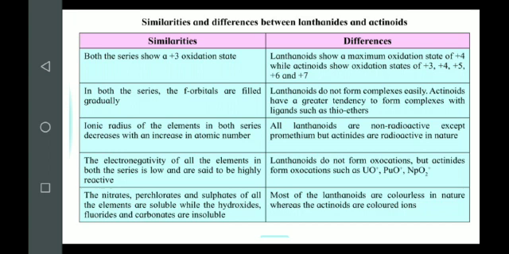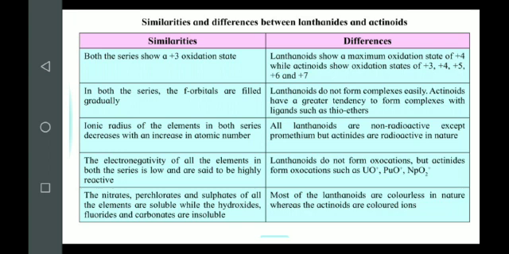Now come to the second point. In both the series, the f orbitals are filled gradually. We know that in lanthanoids as well as actinoids, the pre-penultimate f orbitals are filled progressively. But in the case of lanthanoids, we fill the 4f orbitals, and in the case of actinoids, the 5f orbitals get filled. Now let's come to the difference.